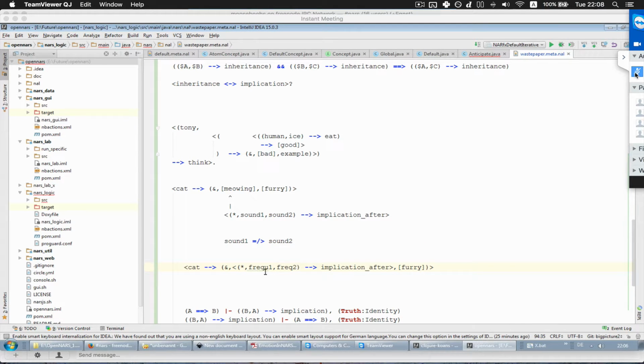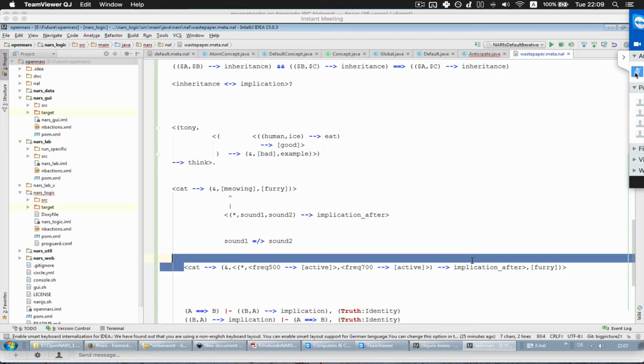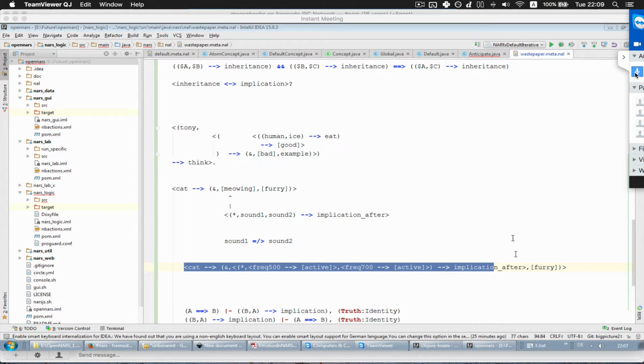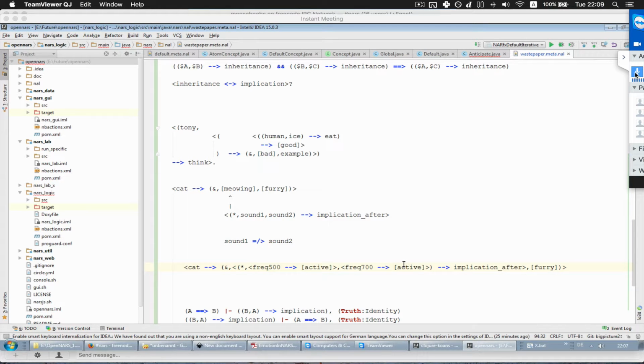It will just watch its sound sensor, and for example, this would be 500 Hertz active, and this would be another frequency, so this is the sound frequency, which is typically hearable in meowing sounds. Patrick, can you keep going and show me what active would also be like? I want to see the representation of active as well, within those two frequencies.